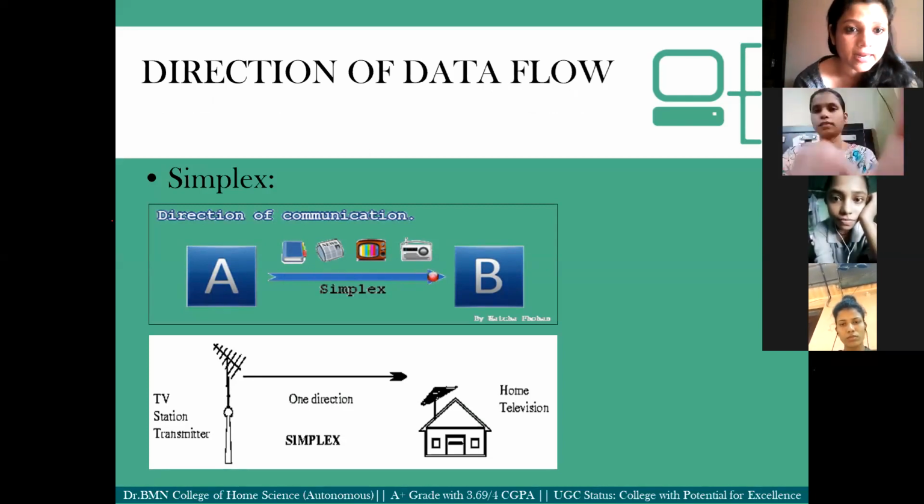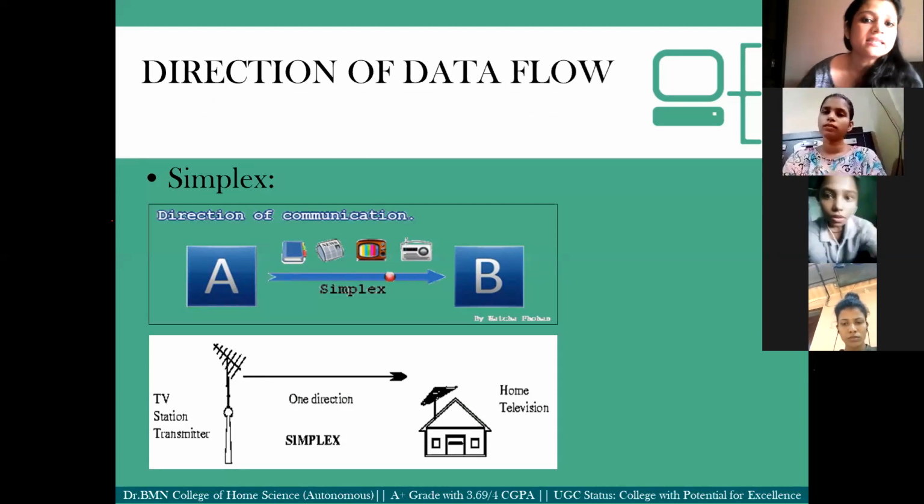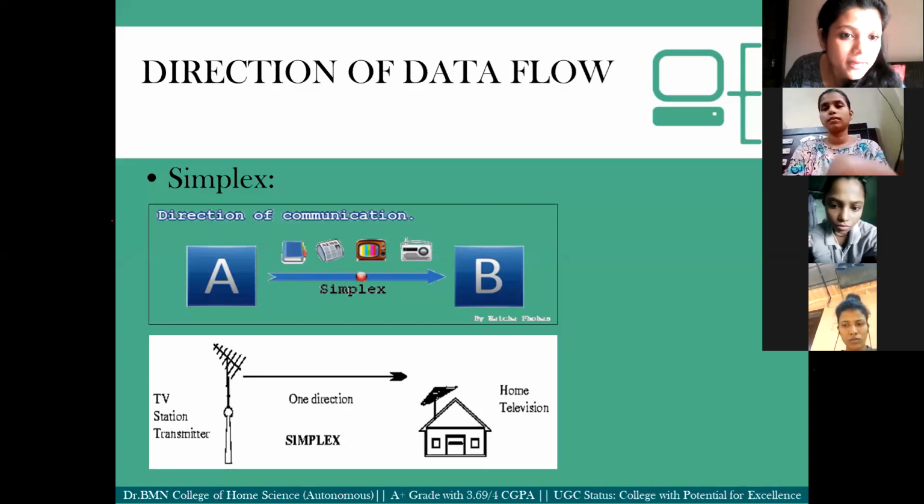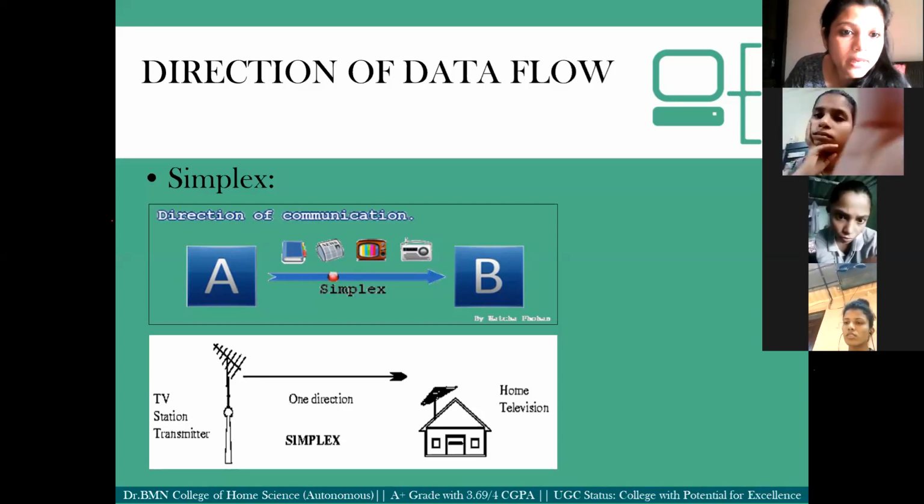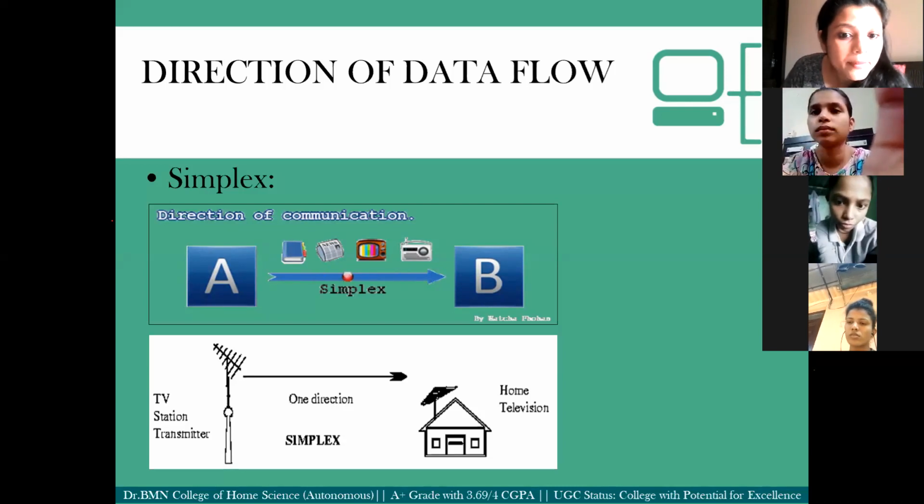Can you see the GIF file that I have put on the PPT? It says A and B. So there are two machines, two devices, A and B. Simplex is a type of data flow. In simplex, the sender sends the information to the receiver. So A is sending the information to B. That's it. B cannot send it back to A. This is simplex mode of data flow.